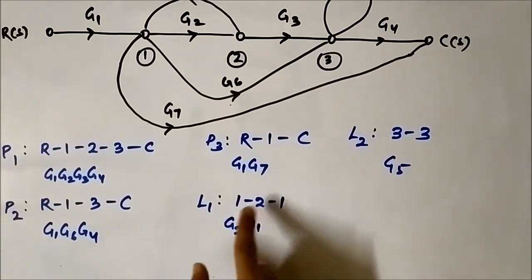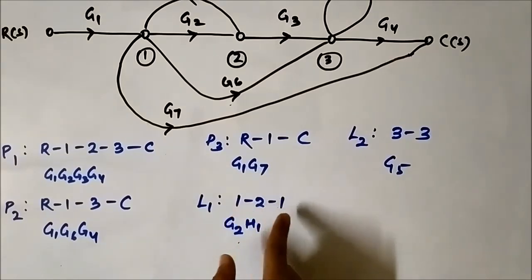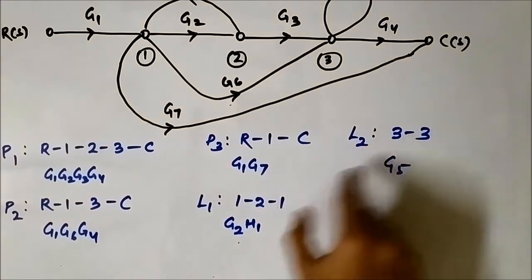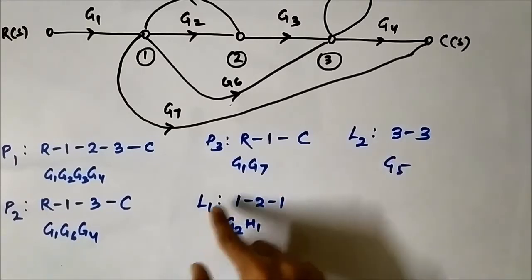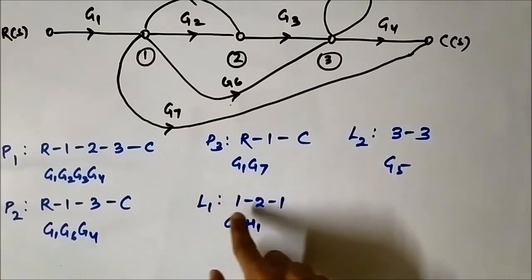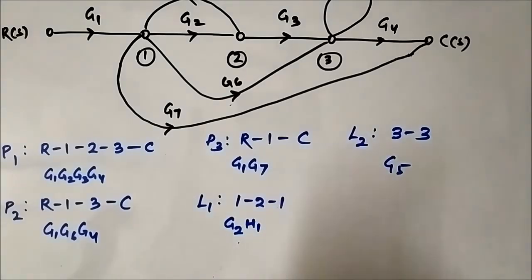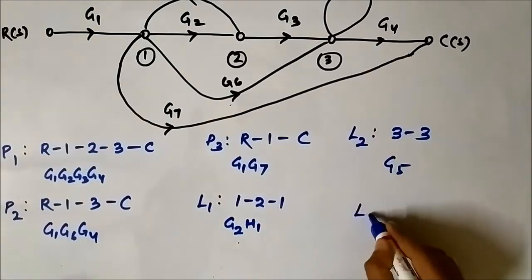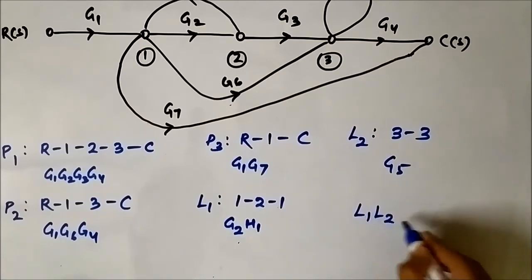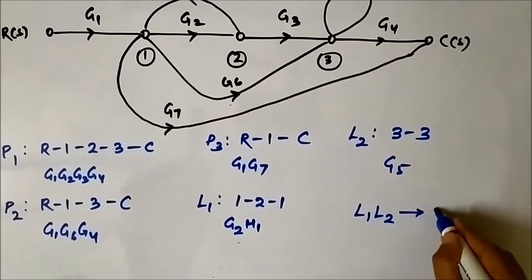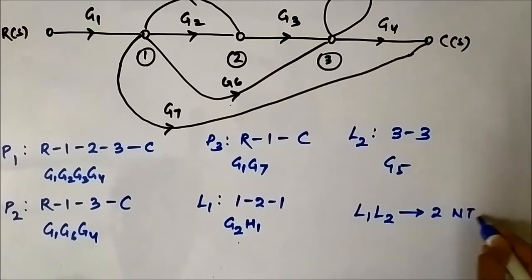So the nodal representation of L1 is 1 2 1 and that of L2 is 3 3. So there is no common node between L1 and L2. L1 is 1 2 1, L2 is 3 3, no common nodes. It means L1 and L2 are 2 non-touching loops.